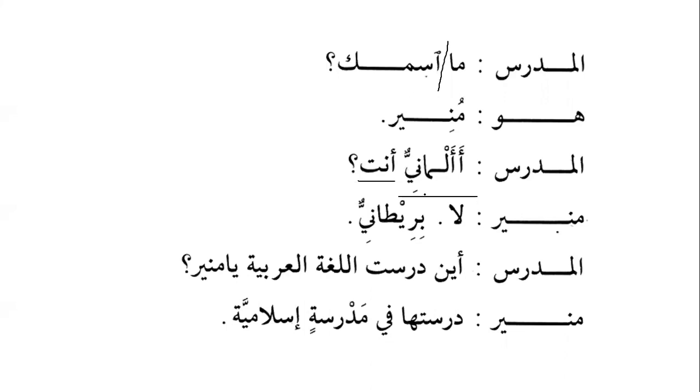So this is taqdeem wa ta'khir, but this is optional. Here we have the option, and when we do the exercises, we will discuss more about it. The only thing that you need to know over here is that this is also permissible. Almaniyun anta, basically it was anta almaniyun. So anta will be mubtada and almaniyun will be khabar. Munirun, Munir, la, no, baritaniyun. Okay, baritaniyun. What will be the translation?